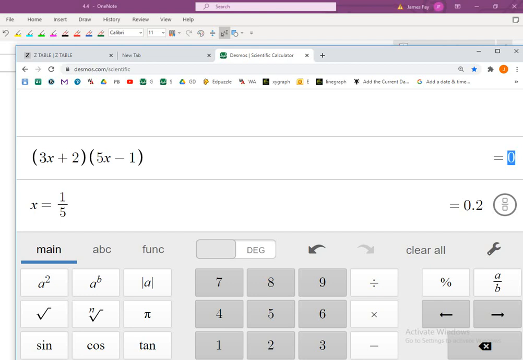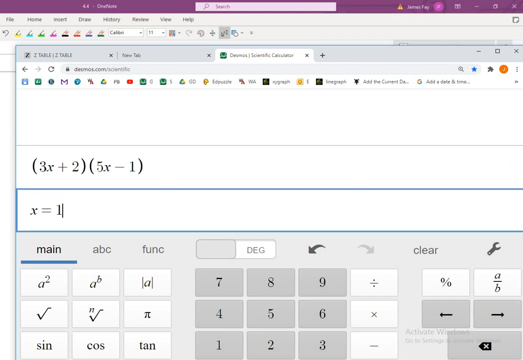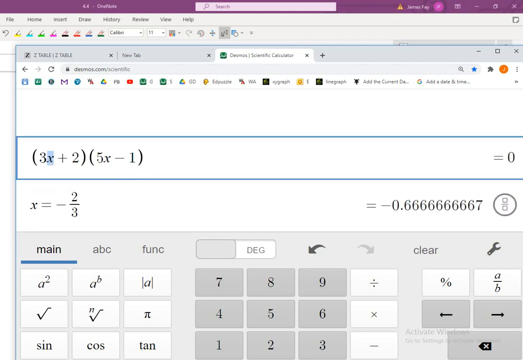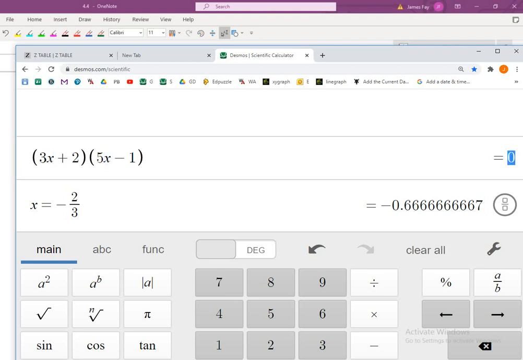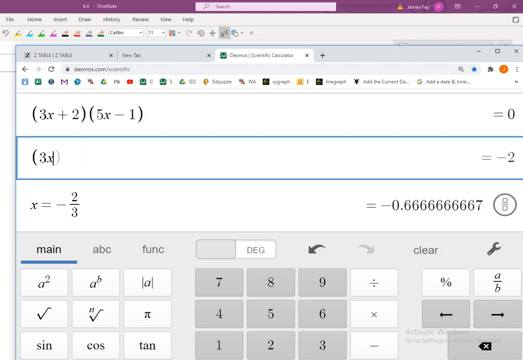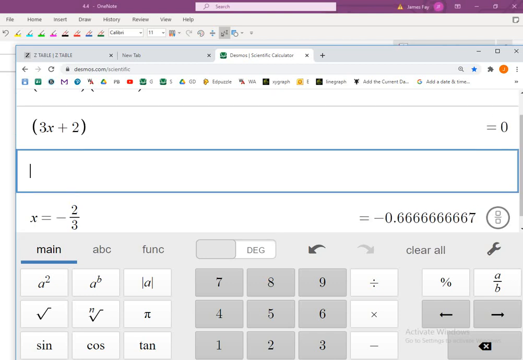for? If I plug x to be negative 2/3, okay, I plug that negative 2/3 there and I plug it there, I get the 0 I'm looking for when I multiply them together, right? So negative 2/3 would actually make this. So let's do this this way. So 3x plus 2 and 5x minus 1.